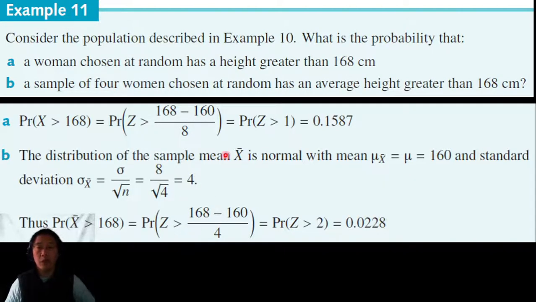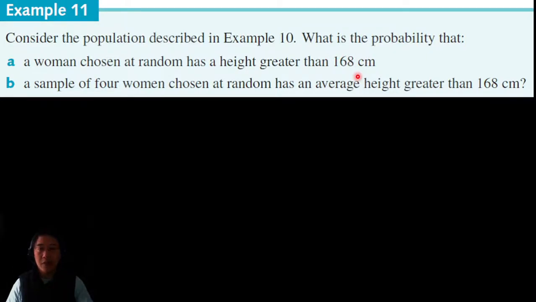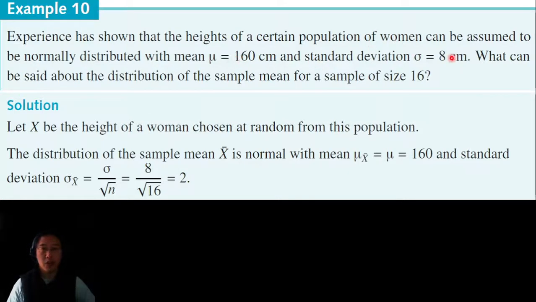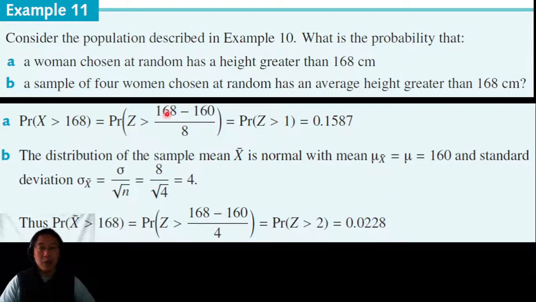So here, with the first one, find the probability that a woman chosen at random has a height greater than 168. Again, we're going to use the same features of example 10. We standardize that, which is z greater than 1, and we get that value. Now we get a sample of 4 women chosen at random, and we need to find the probability for the average height being greater than 168.